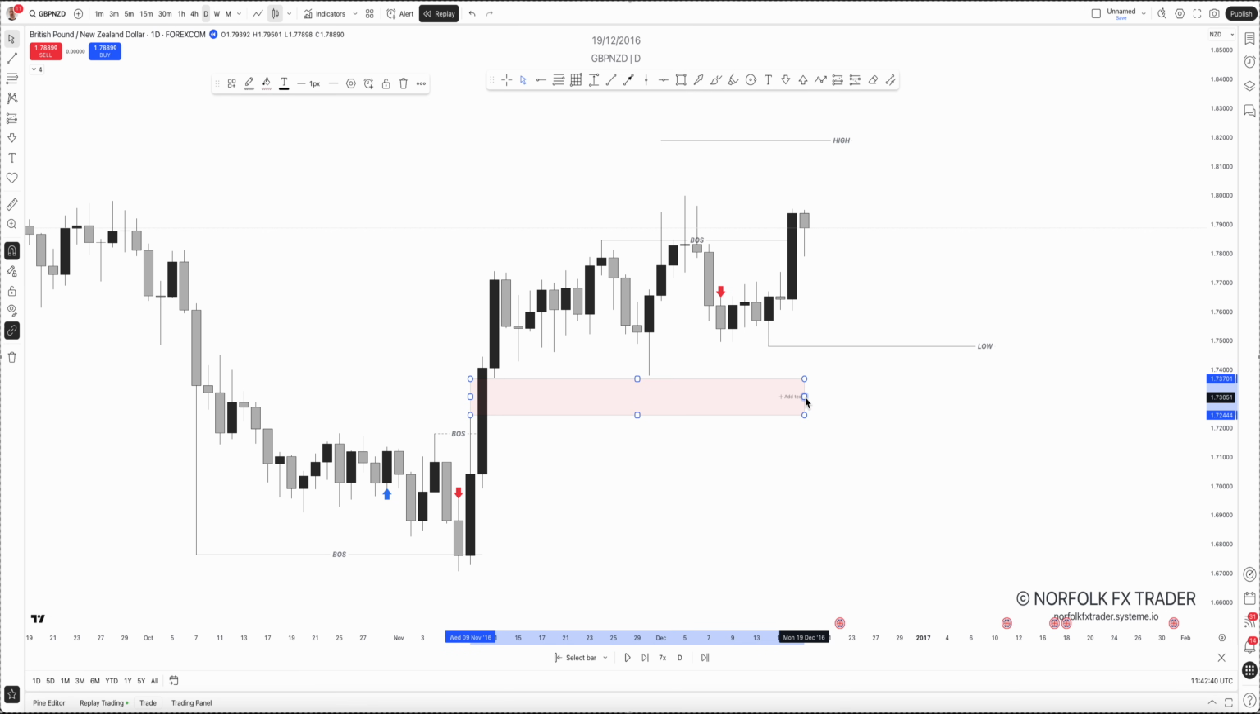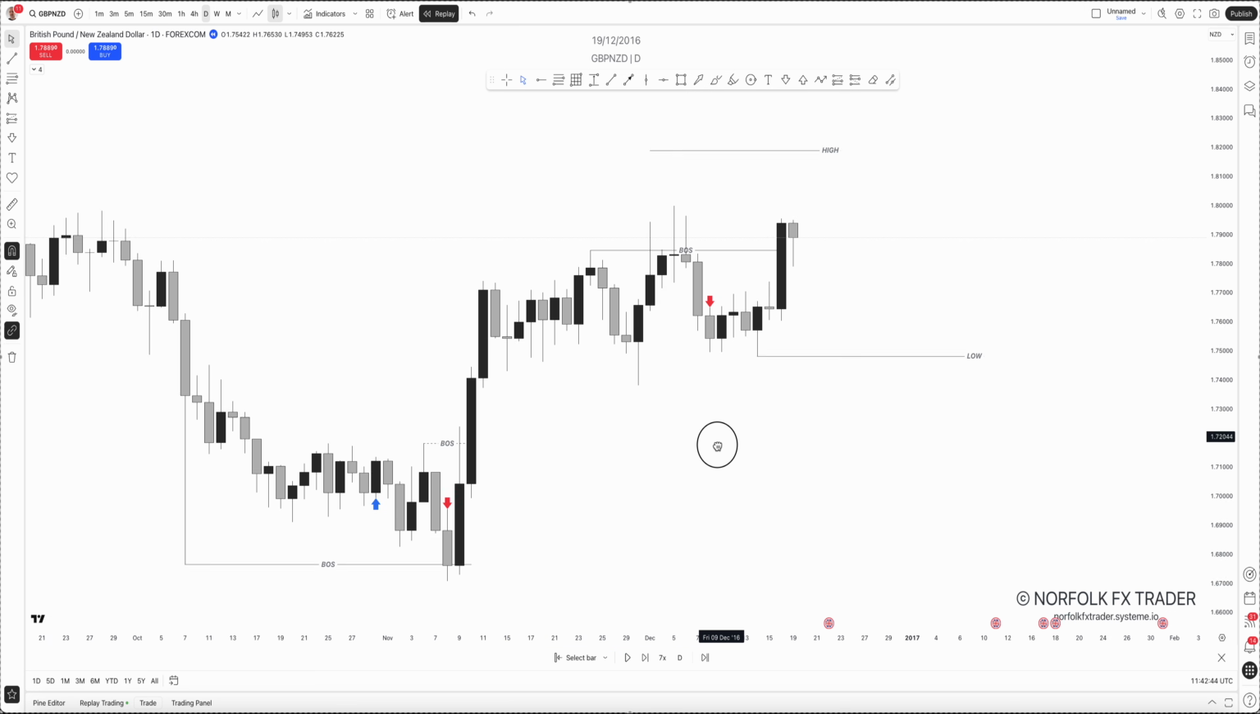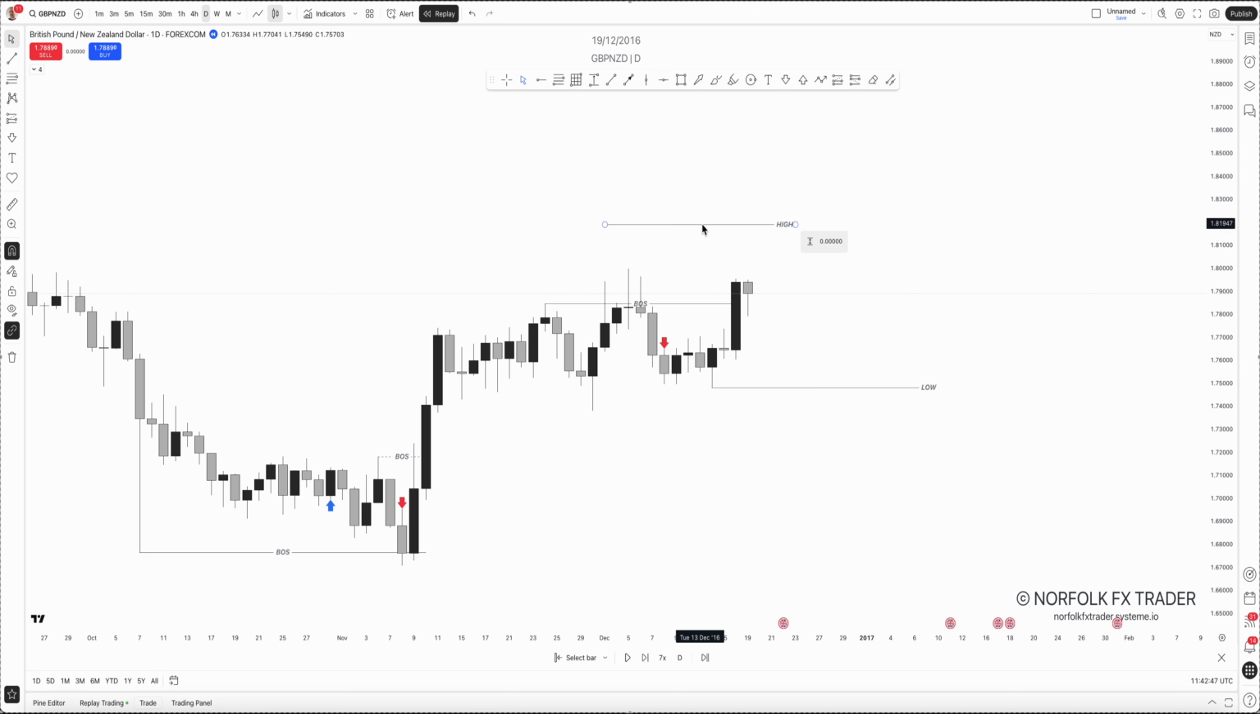Now, this was a valid area of imbalance. Price never came into it, but we did sweep these lows here for liquidity. Now, the same thing, we're looking for that close down once again. So we now get the close down on that candle. This is a valid high. This is our new trading range.